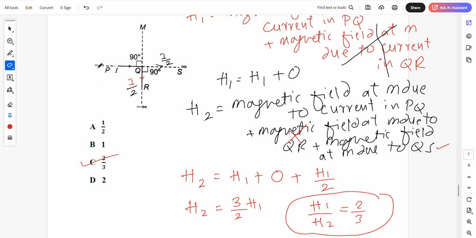In the first case, current I is flowing here, and current I is flowing here. No contribution because of QR, because the point M is lying on the same straight current carrying conductor. And here this is H1. In the second case, magnetic field at M due to current in PQ will be H1 itself, plus 0 because of QR, plus half here for QS. Therefore, H1 by H2 is equal to 2 by 3.